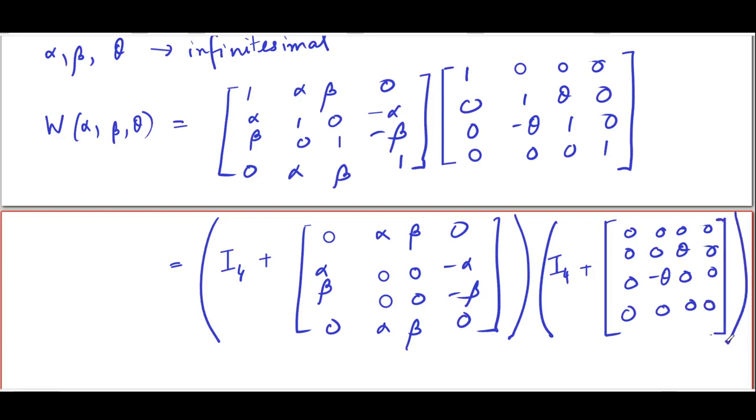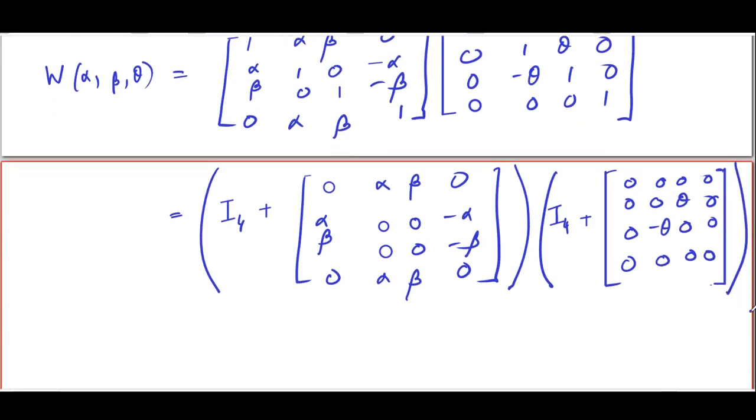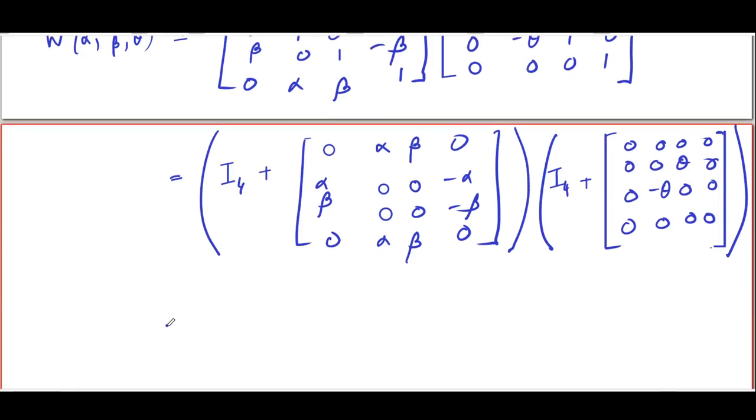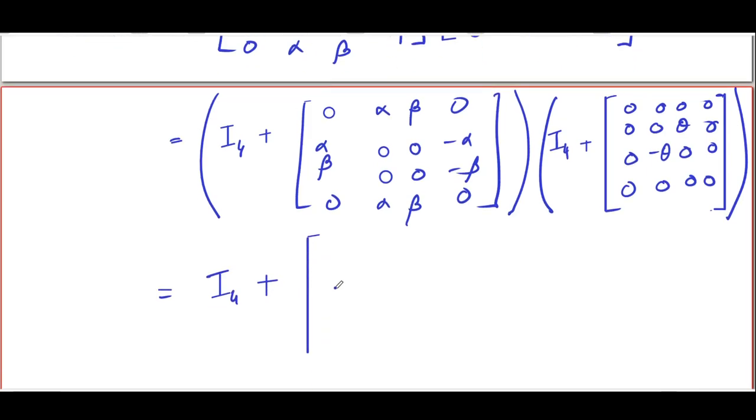And now, multiplying them together becomes very simple because the two identities give you the identity. And then you get a term which is essentially this matrix times identity plus identity times this matrix, which is the sum of these two matrices, plus a higher order term. The product of these two matrices will only contain second order terms, if any. And so we will just safely ignore them.